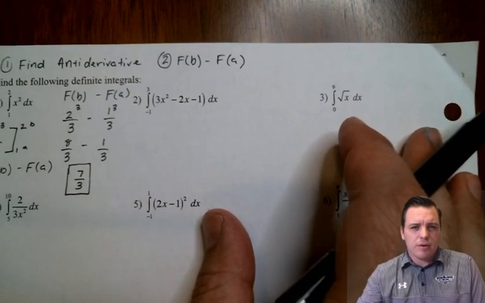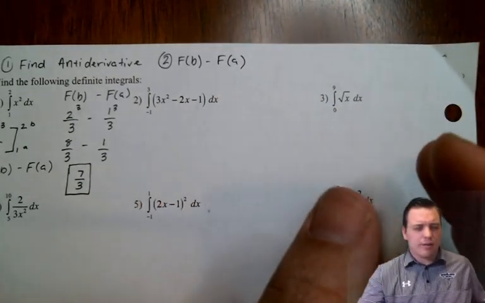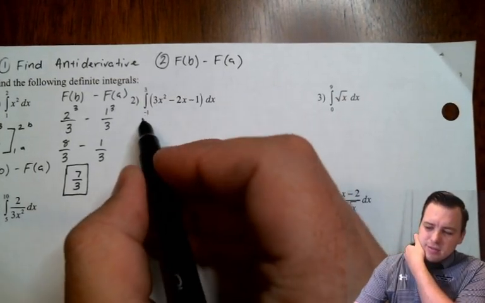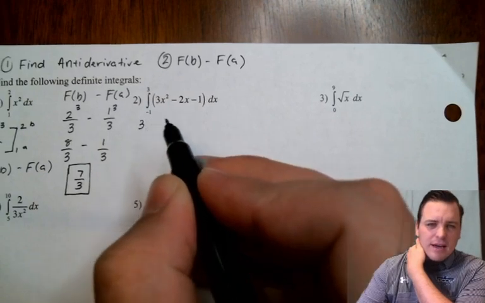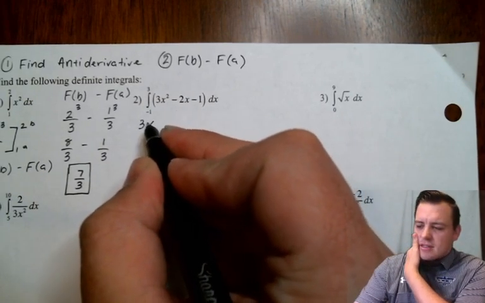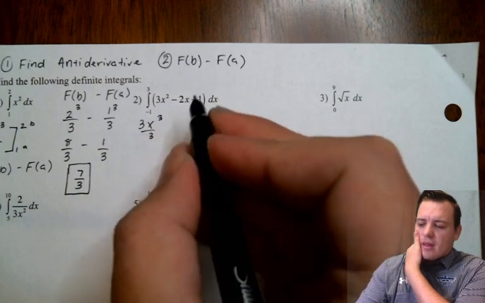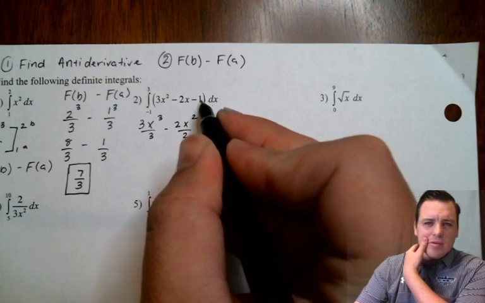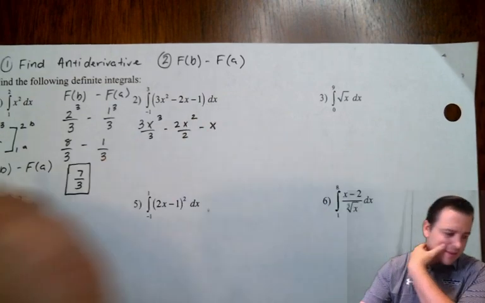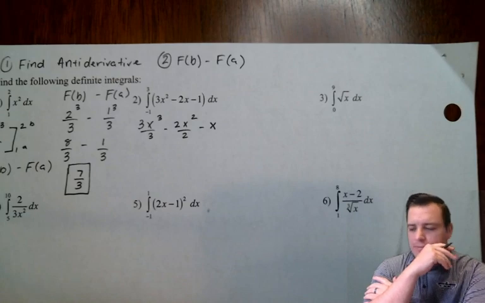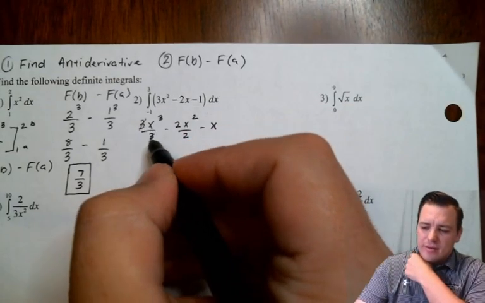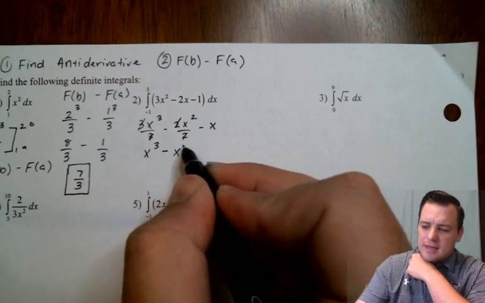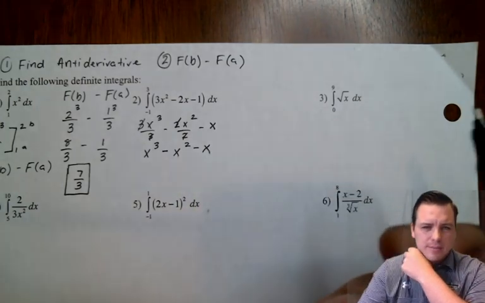Jumping over here to number 2. 3x squared minus 2x minus 1. So again, remember with the 3x squared, you can bring that constant out and just say 3, and then x cubed over 3. And then minus 2x squared over 2, minus, just remember when you have a constant, it's just going to be x. Now here, this 3 and 3 cancel, the 2 and 2 cancel, and I'm left with x cubed minus x squared minus x once I simplify that.